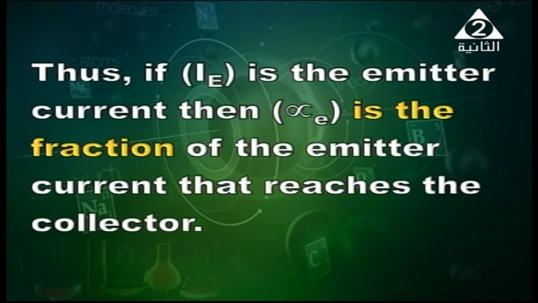Thus, if IE is the emitter current, then alpha E is the fraction, the percentage, of the emitter current that reaches the collector. As I said, not all the electrons of the emitter reach the collector. It is just a portion of it. Alpha E is the fraction of the emitter current that reaches the collector.